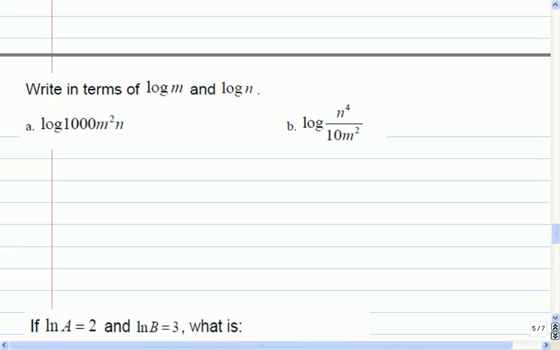Actually, these ones are kind of strange. Maybe I'll do the first one with you. When you get questions that say write in terms of, that means that's the only thing you should see in your question. So for example, I don't have log m, I don't have log n, I have log of this whole thing right here, which is kind of a mess. So what I'm trying to do is get rid of everything in terms of the logs except for log m and log n. So for example, one thing I can do is I can expand this out.